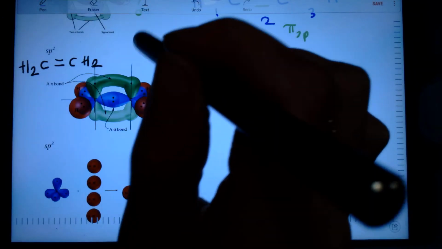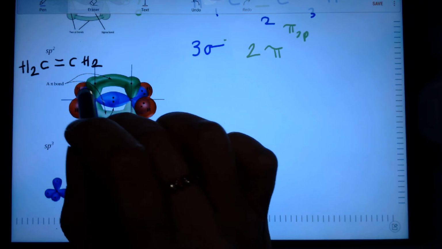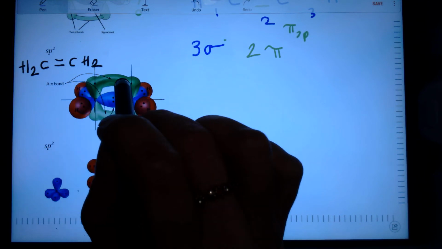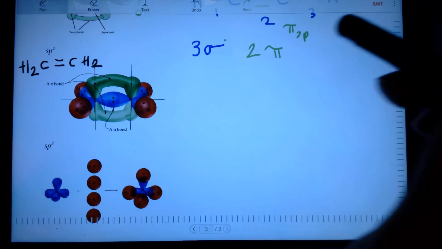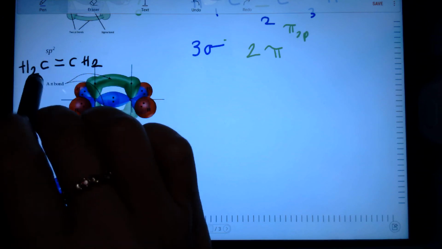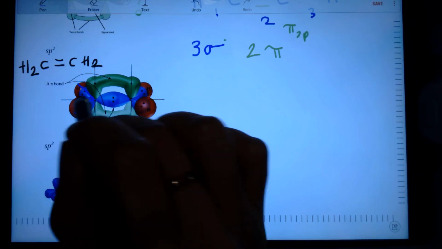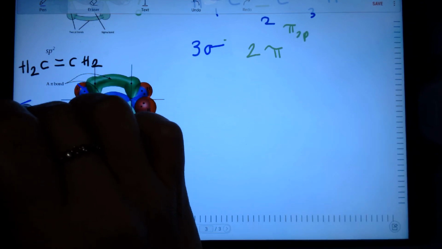So let's do what we did before. Look at the shape we have here, 1, 2, and 3. We have to leave 1 p orbital behind to form my double bond. So I have a trigonal planar shape here. If you look at the carbon, it has 1, 2, 3 electron groups, so we know this is trigonal planar.